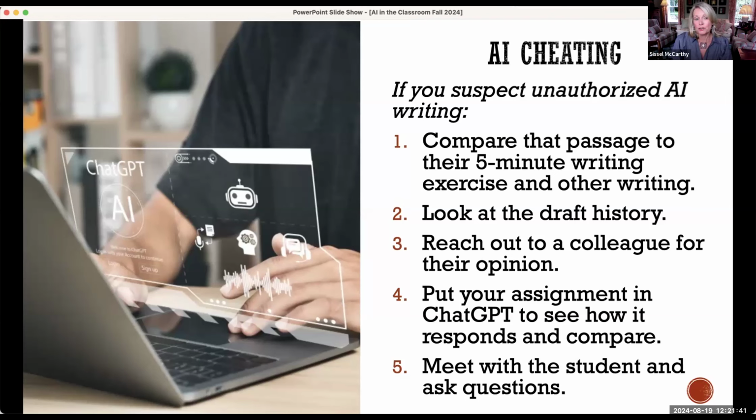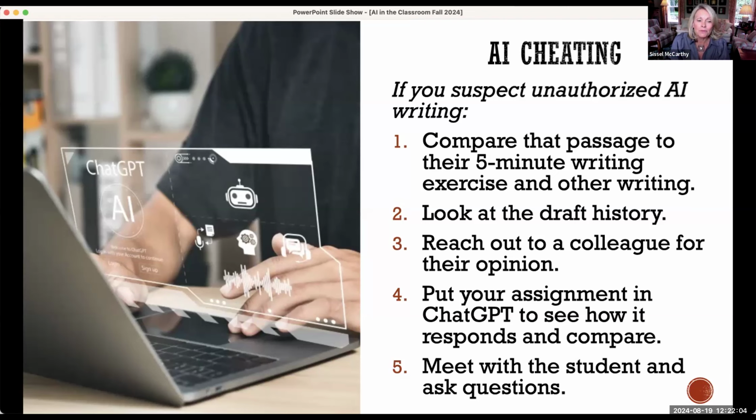You can also put your assignment in ChatGPT to see how it responds. This has been actually very powerful evidence when I show this to a student. Here's what AI said, and here's what you said. And the first 3 things you said are exactly the same with a lot of the same wording. So unfortunately, they literally do copy and paste it right into some assignments.